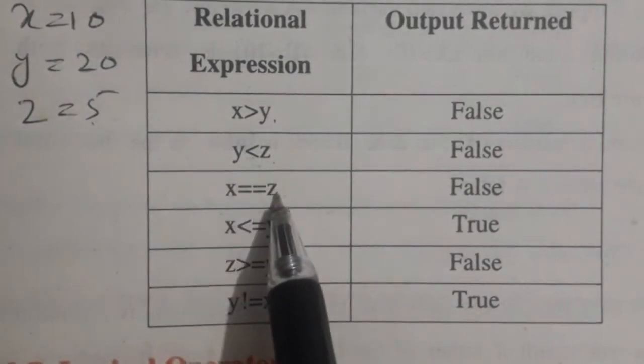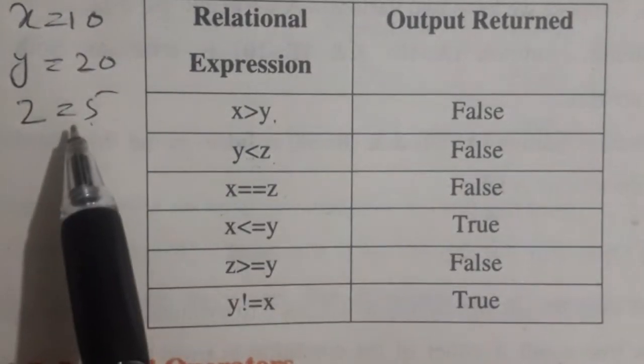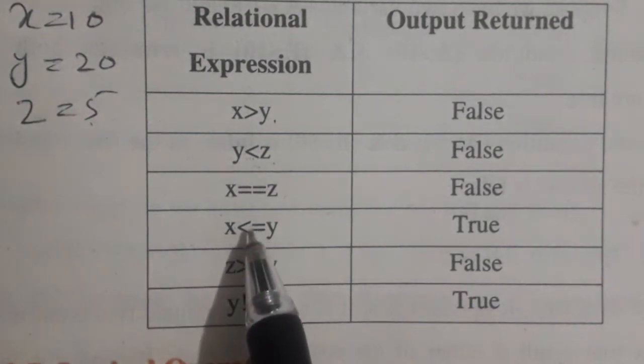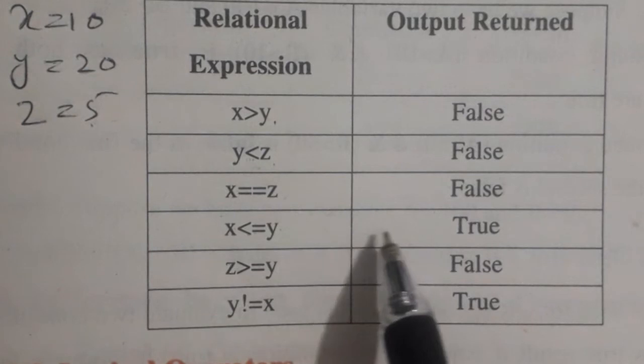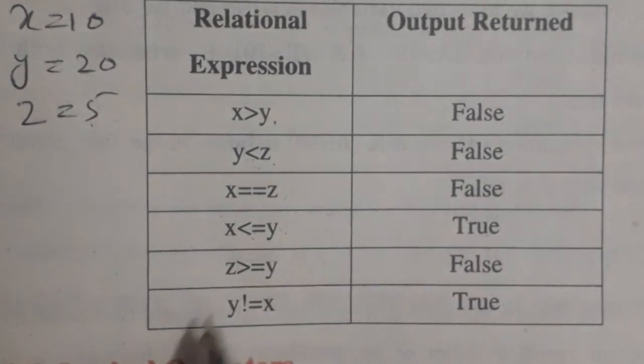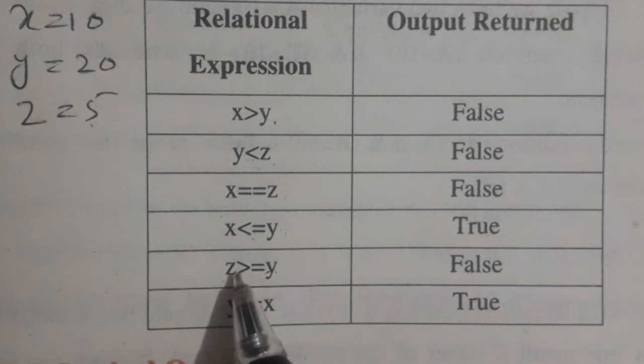X is equal to z. It will return false because x and z are not equal to each other. X is less than or equal to y. It will return true because x is less than y. Z is greater than or equal to y. It will return false because z is not equal to and not greater than y. Y not equal to x will return true because y is not equal to x.